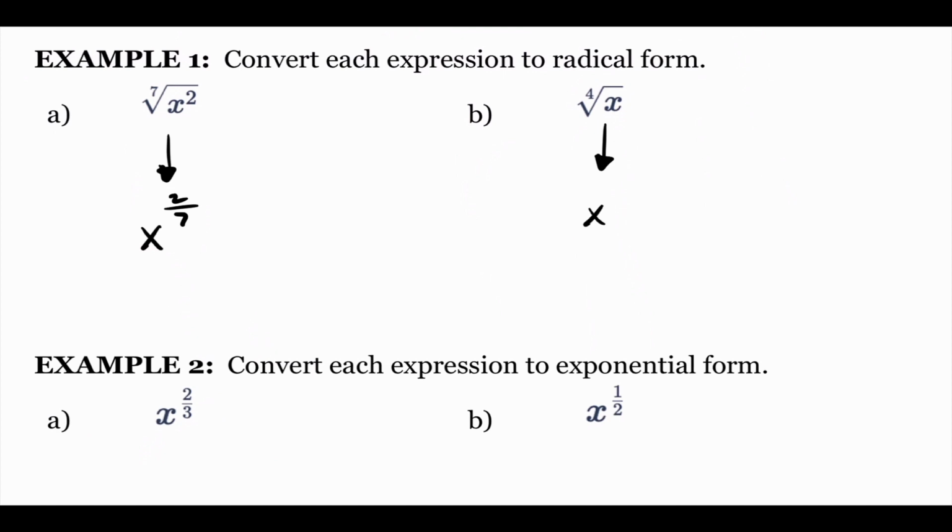Next one. I know the root is 4. That goes on the bottom. What's the power? If there is no power, the power is always 1. So both of those are the same. If you see 1/4 power, that just means the 4th root. If you see 2/7 power, that means squared and the 7th root. So let's go the other way.